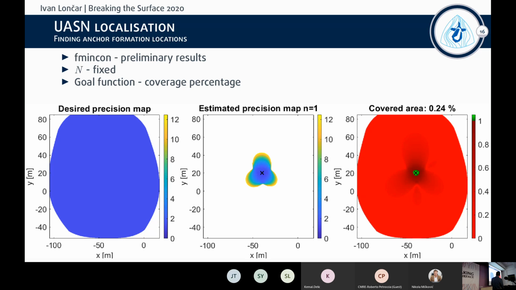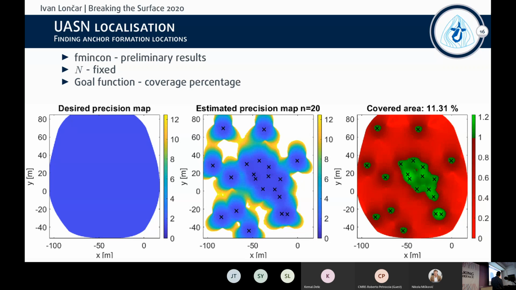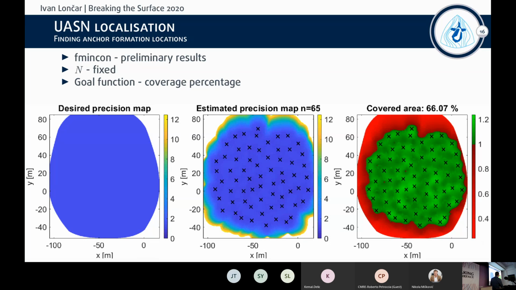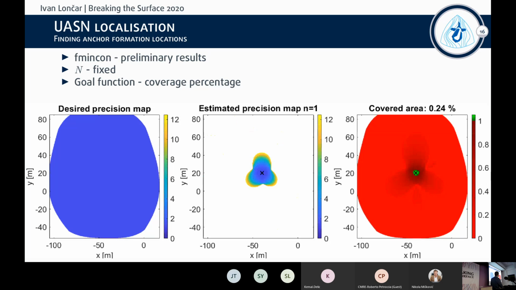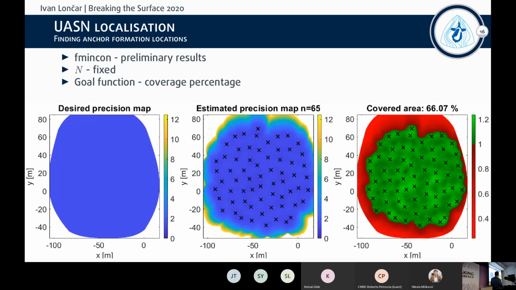We fixed n; here n equals 1, and there n equals 20. And the cost function is only the coverage percentage, because that is all we care about. And if we further increase the number of agents, here we have 65 agents, and we achieve more than 1% coverage per agent, as opposed to 0.24 when we just put one.